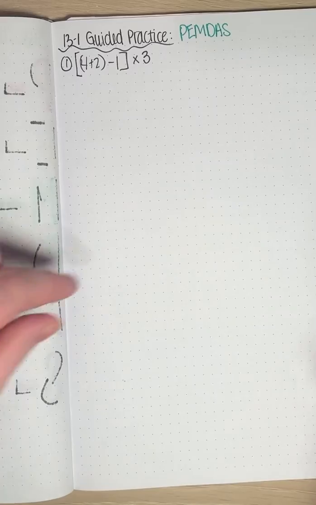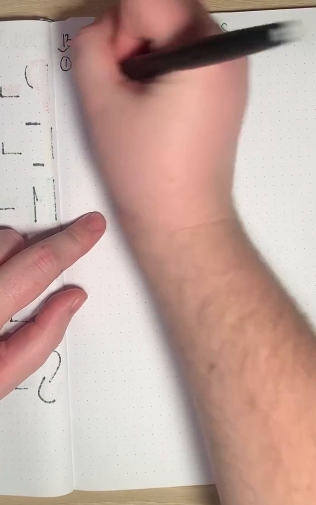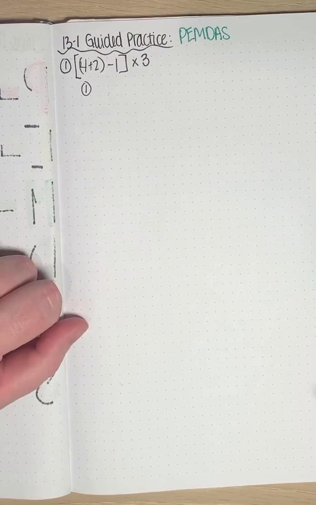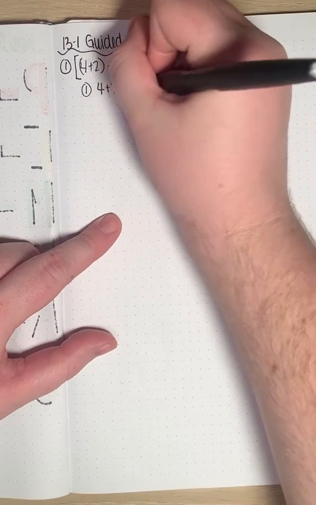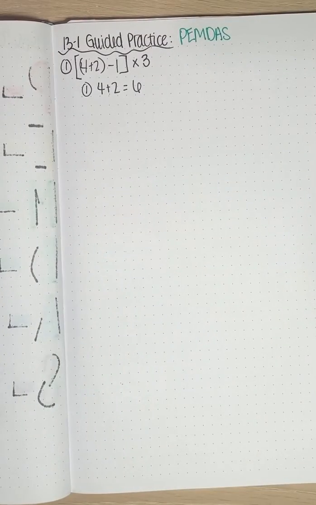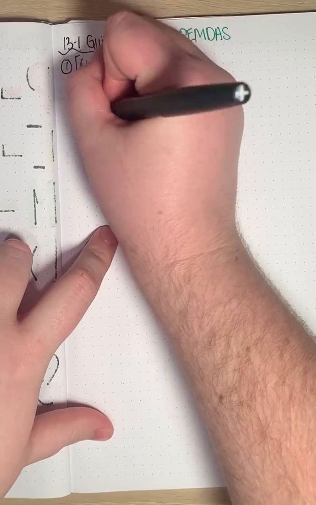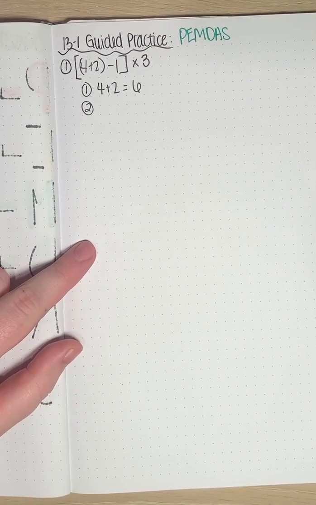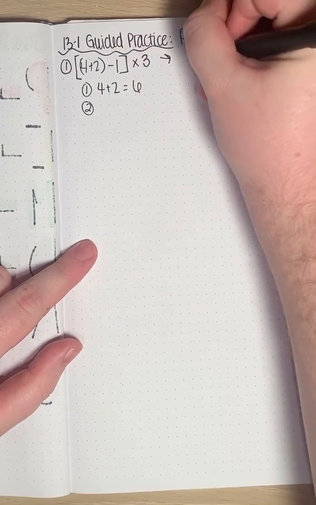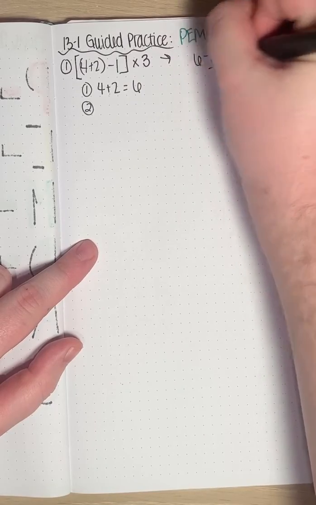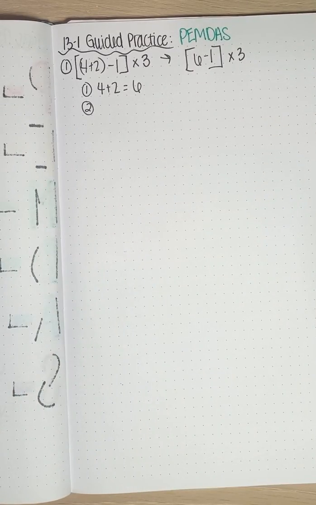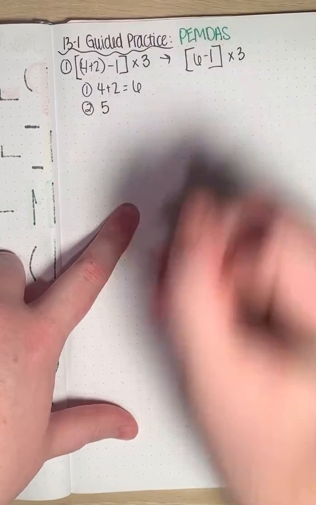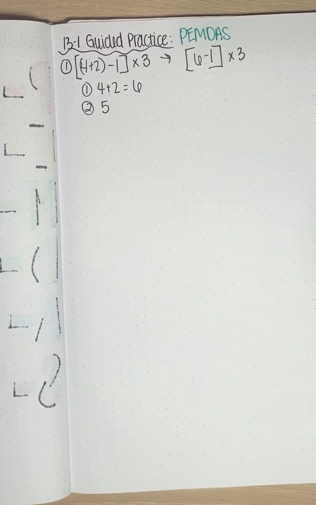Okay, so my very first step, I'm going to do 4 plus 2 because it is inside the parentheses. So that gives me 6. All right, my second step, I'm going to do what's inside the brackets. So now I have 6 minus 1 inside brackets times 3. So 6 minus 1 gives me 5. I can drop the brackets.